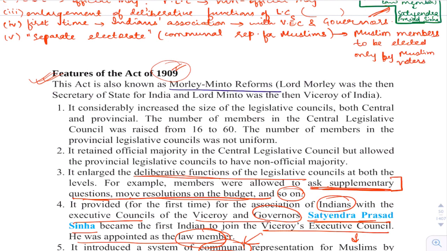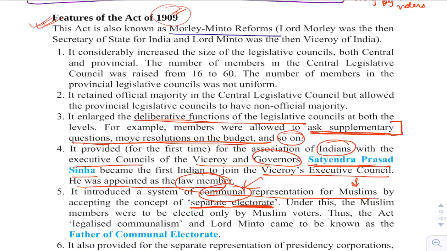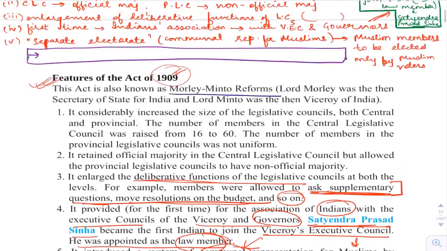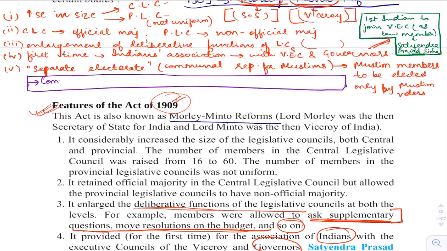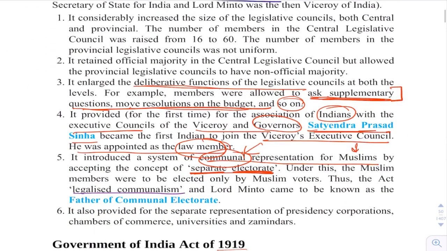And some other important point from this particular feature, ये feature से हमें और क्या मिला? One is this one, legalizing communalism. So you can just write communalism legalized, and Lord Minto came to be known as the father of communal electorate.